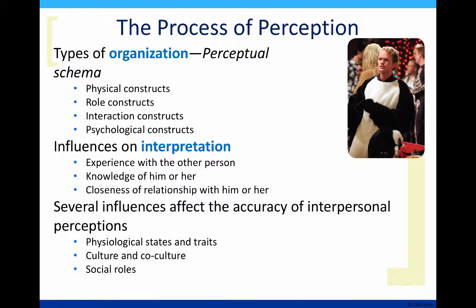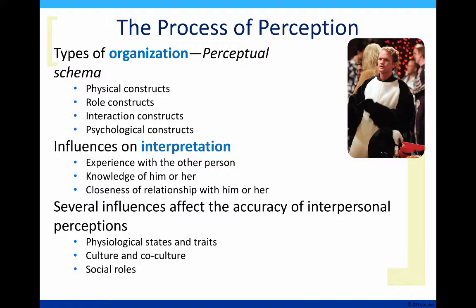The next stage in the process is organization. This is where you attempt to make sense of the stimulus by classifying it, putting it into recognizable categories. What is it similar to? Where does it fit in with what you already know about? Your mind applies a perceptual schema to it, which is a mental framework for organizing information.